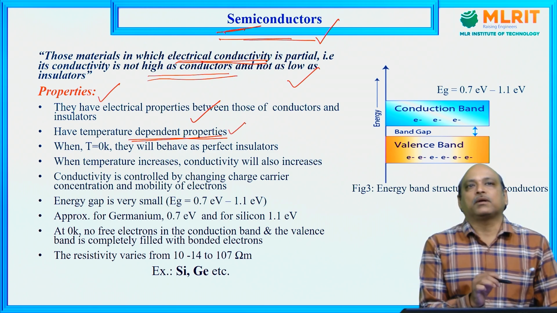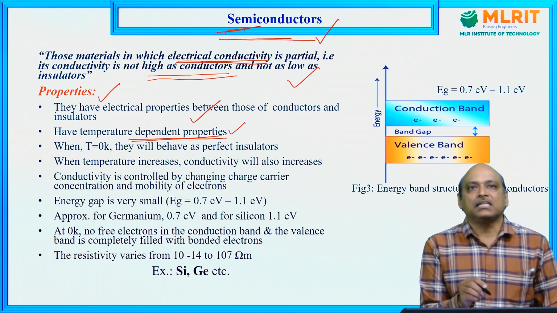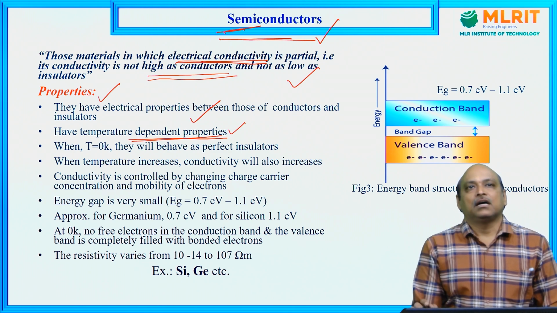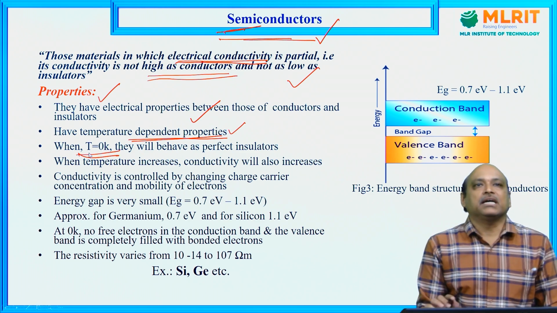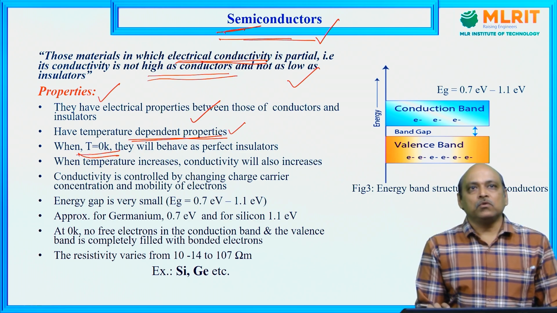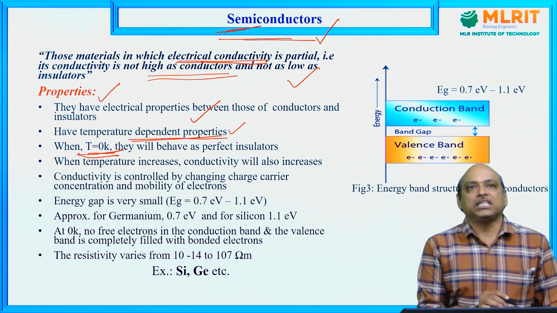Temperature sensitive properties means a slight increase or decrease of temperature of these materials will drastically change the properties of the materials. How can we say that? Let me take one best example. Here the example is when you take a semiconducting material whose temperature is 0 degree Kelvin. Temperature of the semiconductor is 0 degree Kelvin.